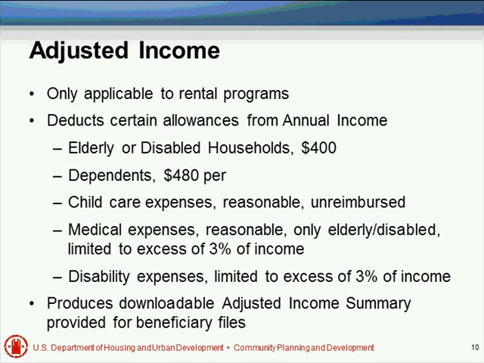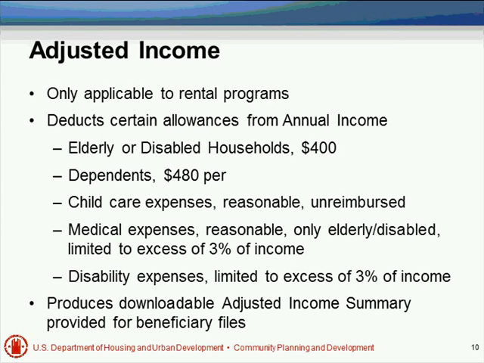Are they an elderly or disabled household, okay, and how is that defined? So elderly, you're 62 years of age and older. Disabled is where the head, co-head, or spouse happens to have a disability, okay? We also have the second category, dependents, okay, and this is for anyone who's living in the household who's a dependent or under the age of 18, any full-time student regardless of age, any disabled person regardless of age who's not the head or spouse. Each one of those dependents is $480.